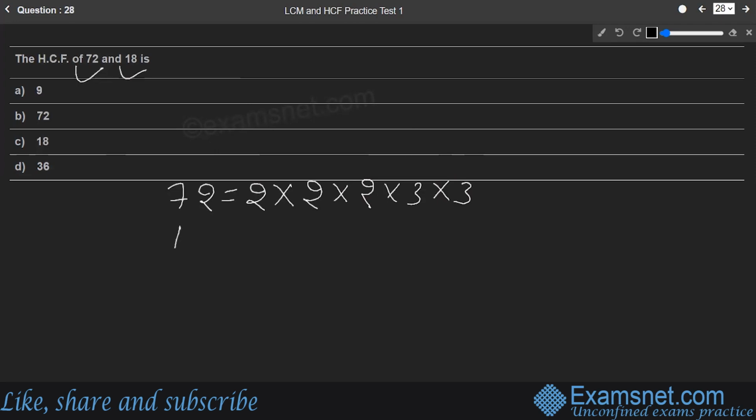Let us find the factors of 18 at the same time. 18 is first divided by 2, which gives us 9. 9 is divided by 3, which gives us 3. 3 is divided by 3 again, which gives us 1.